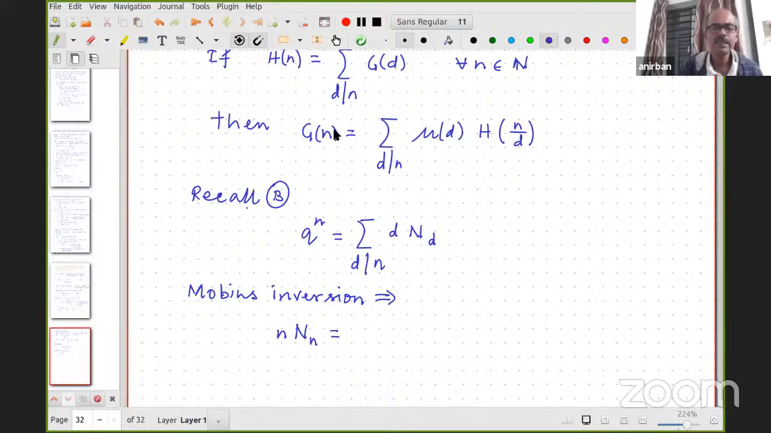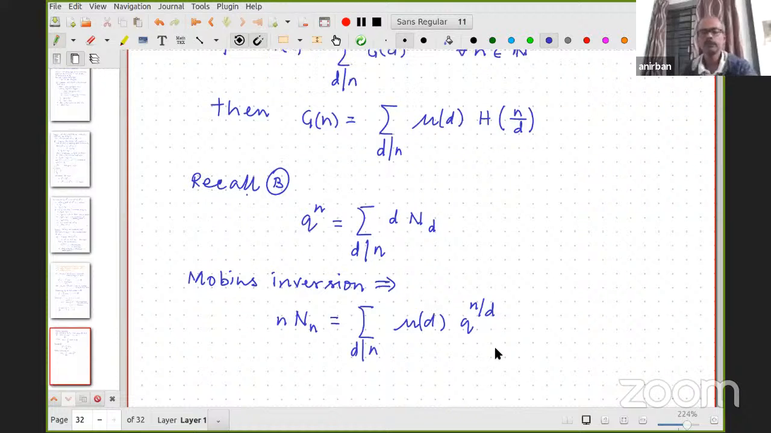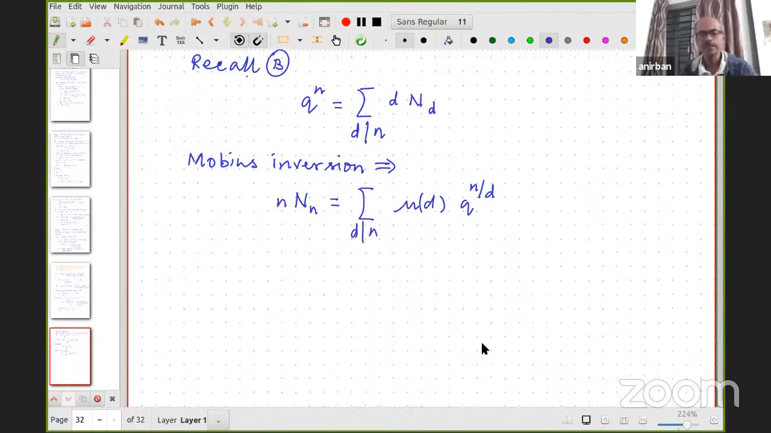This GD we have now written as GN. So that's the function, and that is a divisor sum of mu d q to the n by d, right? Because this h function is just q to the n, so it is q to the n by d. So Mobius inversion gives us this.